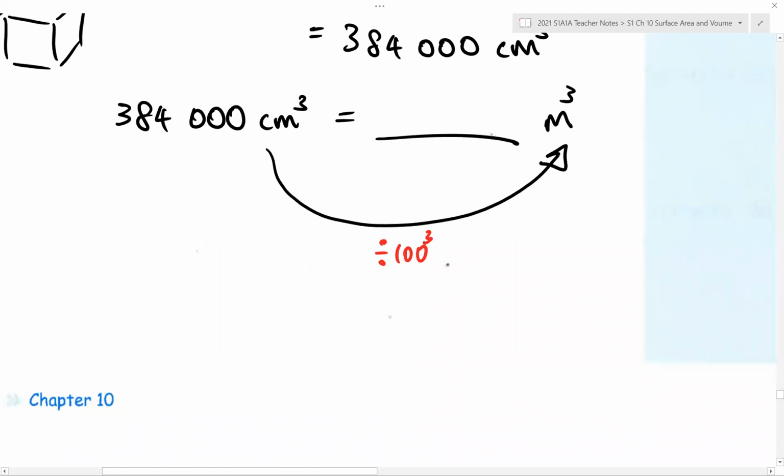All right. So use your calculator again. 384,000 divided by 1 million. You get 0.384 cubic meters, and that's the answer.